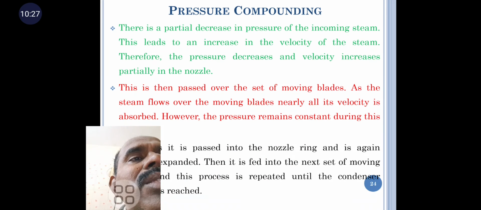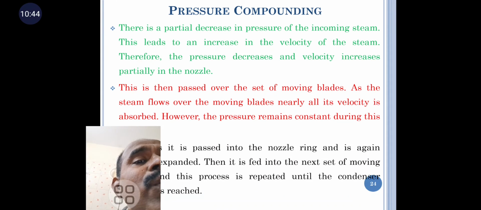With the partial decrease in pressure of the incoming steam, the velocity of the steam increases. Therefore, pressure decreases and velocity increases in the nozzle, as shown in the diagram. The steam is then passed over the set of moving blades. As the steam flows over the moving blades, nearly all the velocity is absorbed. Hence, the pressure remains constant. Next, the process is repeated until the condenser is reached.